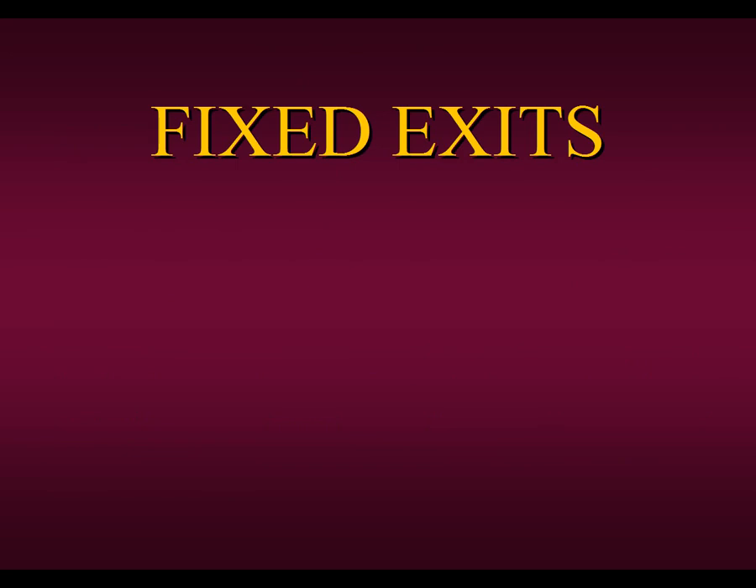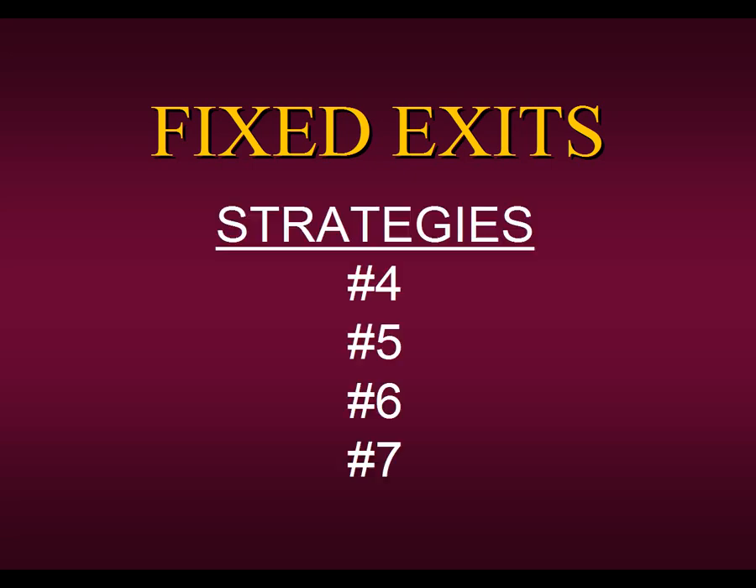Now, we have a number of fixed exits, but right off the bat a very standard, basic, generic exit, so that you'll know right off the bat if you want to get out at that point, or be a little bit more aggressive and try to squeeze some more gains out. The strategies that apply fixed exits are strategies number 4, number 5, number 6, and number 7. Number 7 is the E-mini strategy, and that's our basic aggressive version.